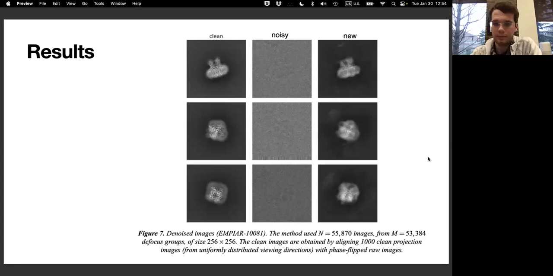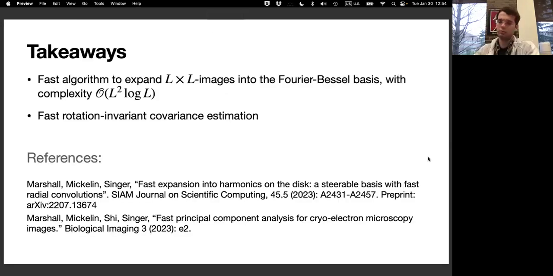Okay, I think I'll stop there and just mention 2 takeaways. So there were 2 parts of the talk. We talked about how to expand images into this particular basis, and we could do it fast and accurately. And then we used it to do a rotation invariant covariance estimation. And in case anyone is interested in chatting more about that, I'd be happy to. And we have 2 references here. Thank you.